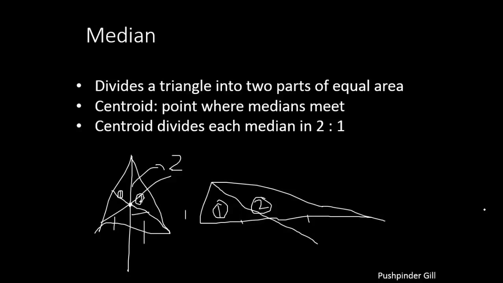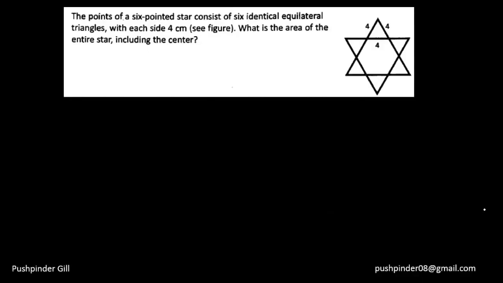Okay, so a median divides a triangle into two parts of equal area, the centroid is where all the medians meet, and the centroid divides each median into the ratio 1, just the way you saw in an equilateral triangle. Alright, let's go ahead and do some questions so that I show you how these properties are important. You just need to know these properties.